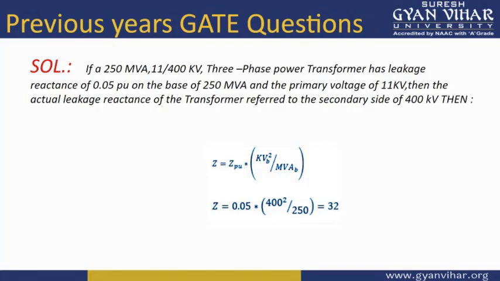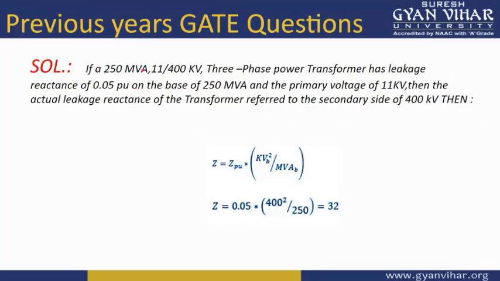I hope this question is very easy and simple to understand the concept of per units. We can see from this example that we have a transformer with a voltage ratio of 11 kV by 400 kV. That is, the primary side is at 11 kV and the secondary side is at 400 kV. These are the two voltage levels of the power system, and a 250 MVA transformer is also connected to it.